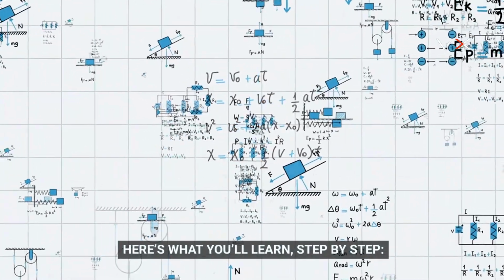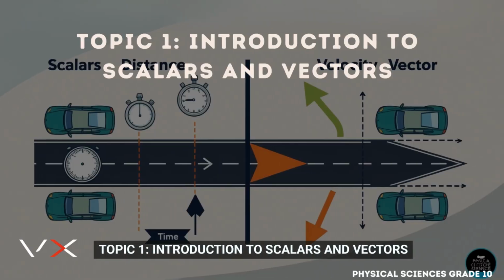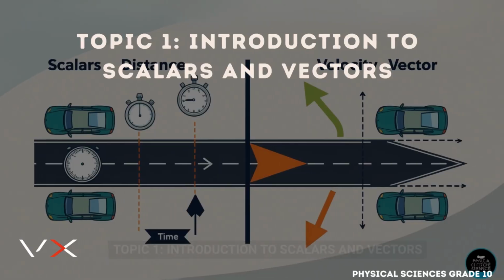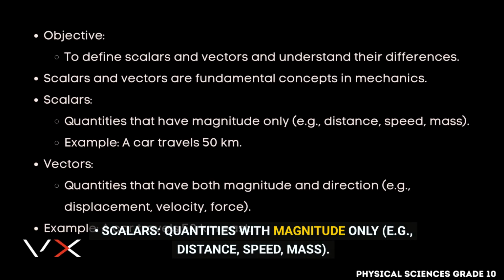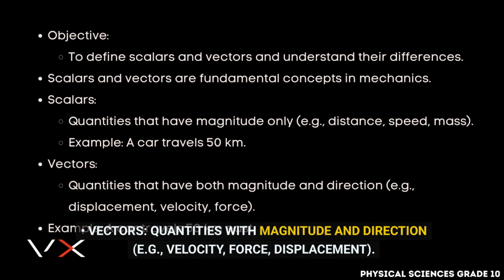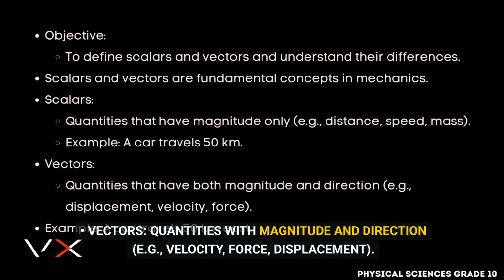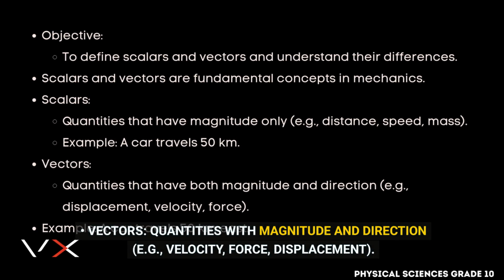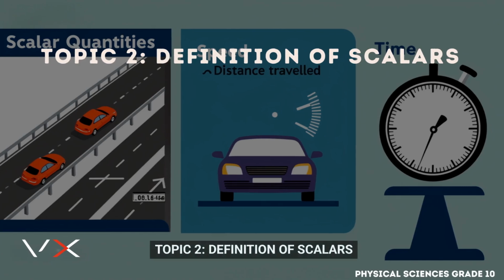Here's what you'll learn step by step. Topic 1. Introduction to scalars and vectors. Scalars, quantities with magnitude only, e.g. distance, speed, mass. Vectors, quantities with magnitude and direction, e.g. velocity, force, displacement.